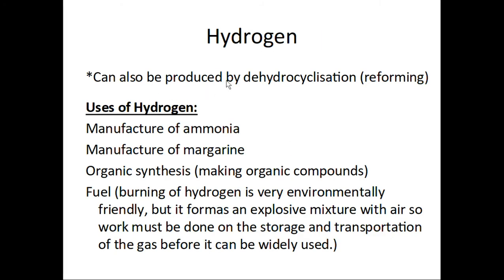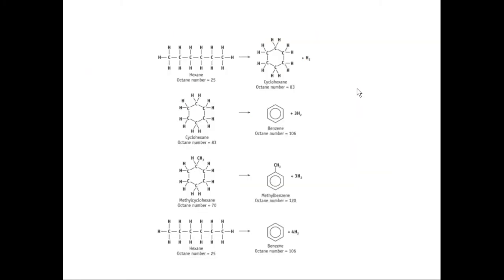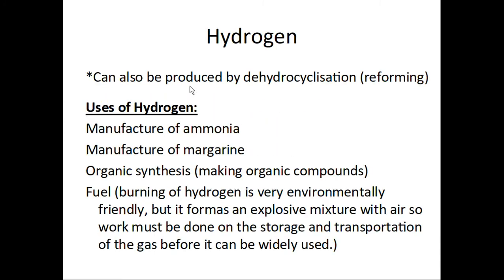The other way that you can produce hydrogen, which we saw in the last video, was that it can be produced by dehydrocyclization or reforming. So just to flick back there again, that was back here. Dehydrocyclization is when we're removing hydrogen from a straight chain alkane to form a cyclic compound, one with a ring in it. So hydrogen can also be produced that way.